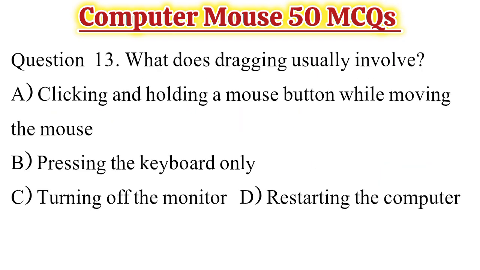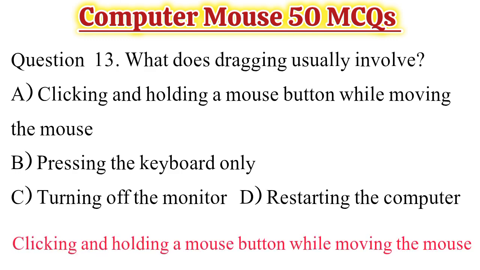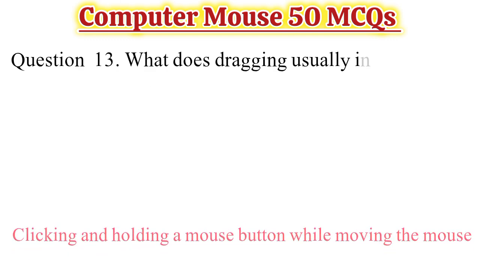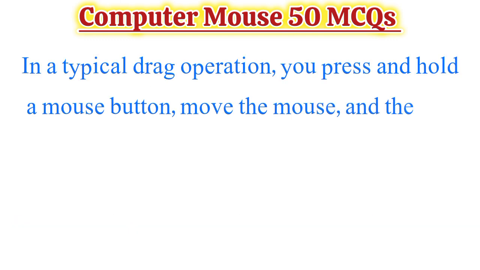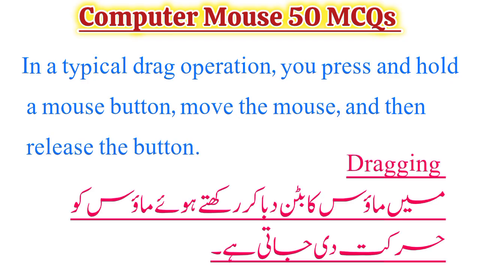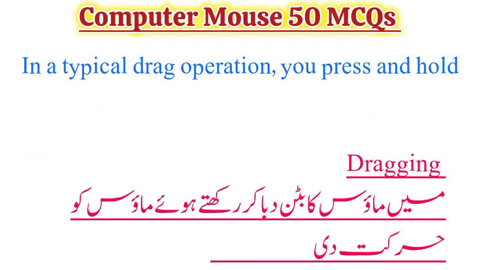13. What does dragging usually involve? A. Clicking and holding a mouse button while moving the mouse. B. Pressing the keyboard only. C. Turning off the monitor. D. Restarting the computer. Answer: A. Clicking and holding a mouse button while moving the mouse. In a typical drag operation, you press and hold a mouse button, move the mouse, and then release the button.